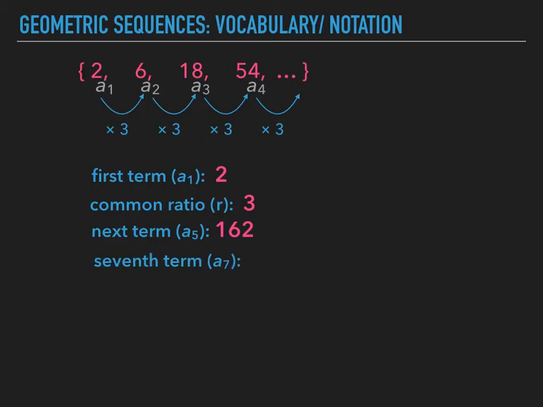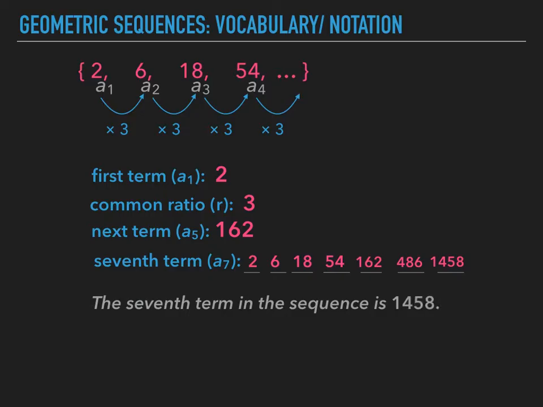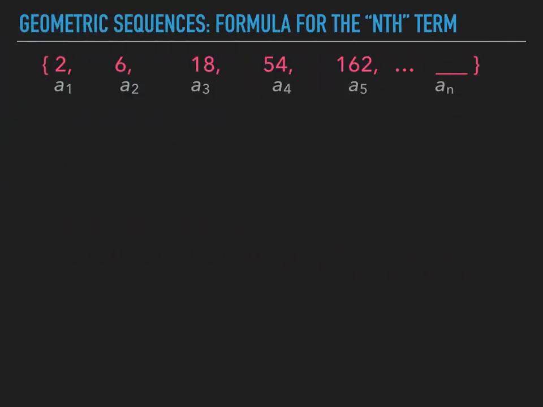The 7th term in the sequence, A sub 7, we could do this manually by listing out the first 4 numbers in the sequence that are given, multiplying each term by 3 to get the next term. The 7th term in the sequence is 1,458. We can see that with geometric sequences, these numbers get very large very quickly if the common ratio is bigger than 1. Now how about a formula for the nth term? That will come in handy.